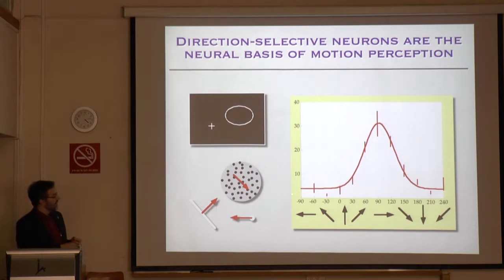So a typical response of an MT neuron would be plotted like this. This is direction of motion. This is strength of response from the neuron. You usually get these nice bell-shaped tuning curves. This one here would indicate the preferred direction of the neuron, so in this example, rightward motion. And then you have a characteristic drop-off of responses. And in this case, leftward motion would be the null or the anti-preferred direction.